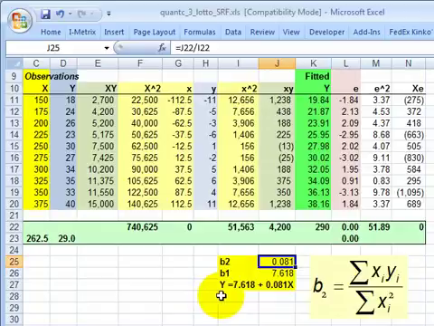Here's the line right here, y equals intercept plus slope multiplied by x. And you can see the slope is 0.08 because it's this number divided by this number.